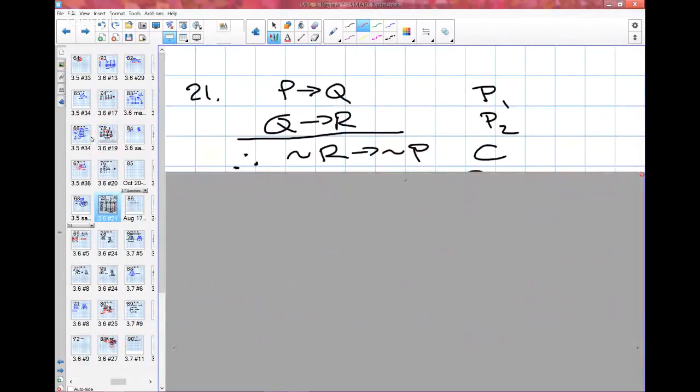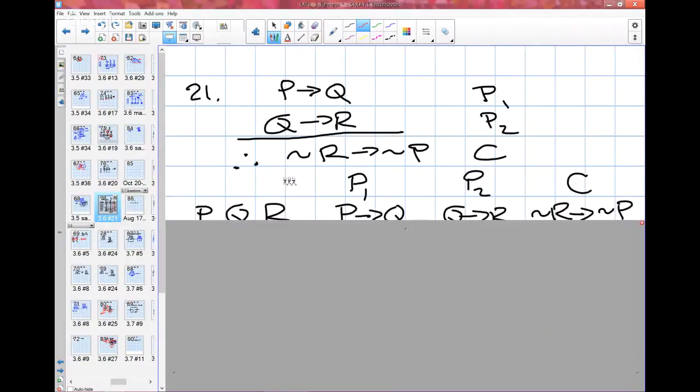So here's number 21. Again, same deal. They give us the argument. This is exactly out of the book, except that I added the P1, P2, and C off to the right there. So we're supposed to see if this is valid or invalid using a truth table. If there's a little bit of bad news, it's that with P, Q, R we have 3 letters, so we're going to need 8 rows. So let's set up the 8 rows.